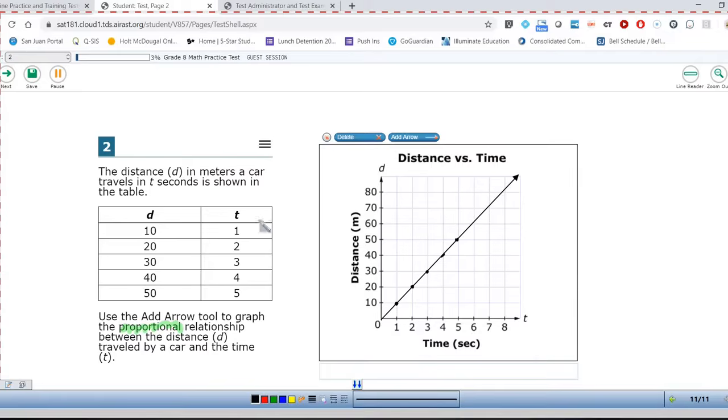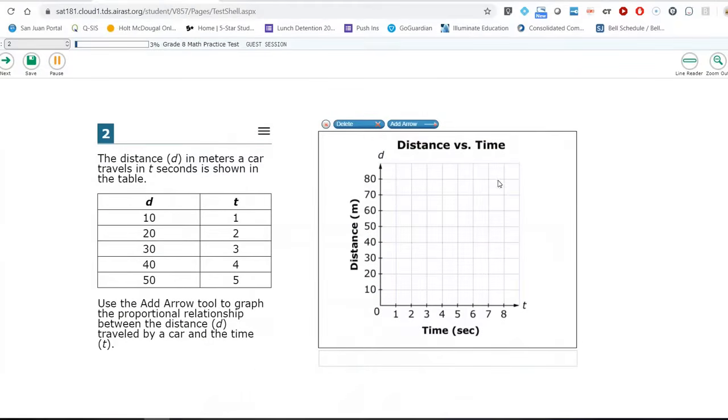In fact, we could find the value of k, because k is equal to y divided by x. So if we took any of these points, for example, this one right here, we could do 50 divided by 5, and we would get 10. So the equation of that line would be y equals 10x. But that's way more than they asked us to do.